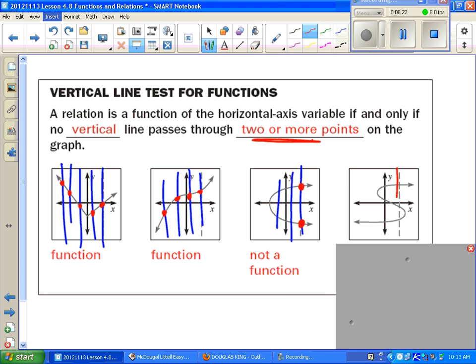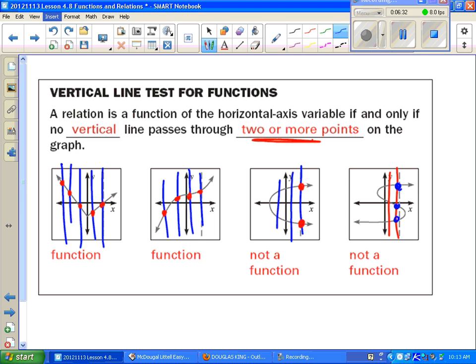And the same thing for this one. As you draw your lines through it, it crosses through more than one time. Right here, it crosses through 3 times, but that doesn't matter. 2 or more times is what matters. Therefore, that's why it's not a function. So the vertical line test is very simple. First two are functions, the second two are not.